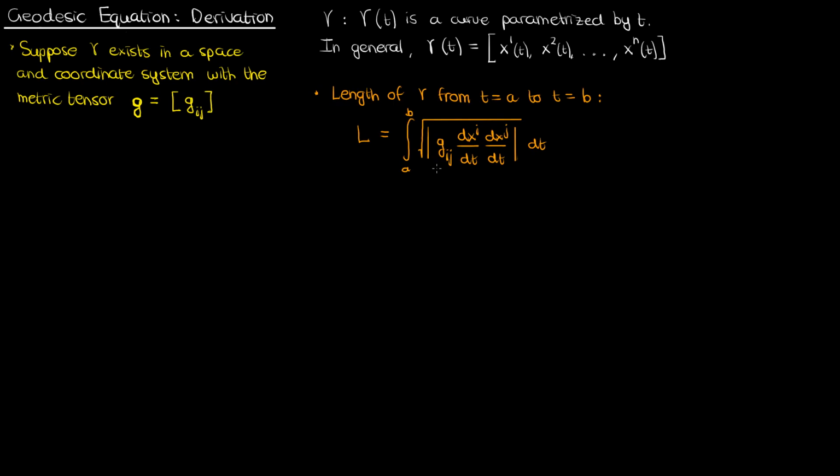Later on in the video, you'll see that this absolute value will disappear, and that's because I'm going to assume the metric tensor is positive definite, meaning that the term inside the absolute value will not be negative, so we can later just get rid of the absolute value. The positive definite nature of the metric tensor is generally true for most situations that we'll be dealing with, specifically situations in Riemannian geometry.